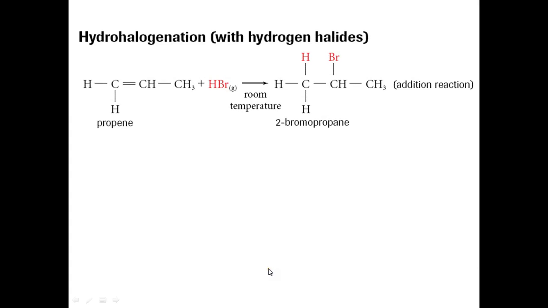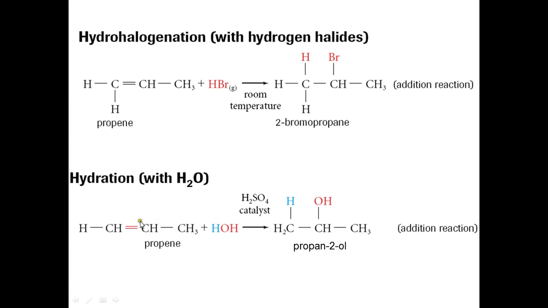Further examples of addition reactions could be a combination of the two. It's a hydrohalogenation reaction. So in this case, the hydrogen will be added to one of the carbons involved in the double bond, bromine will be added to the other, and in this case we get 2-bromopropane.